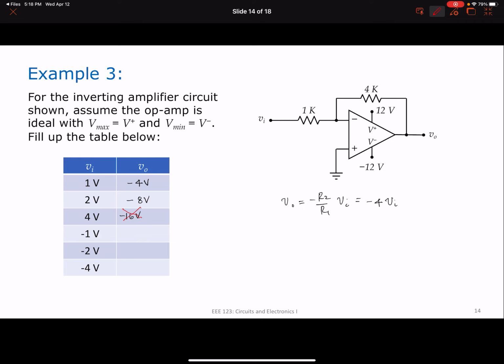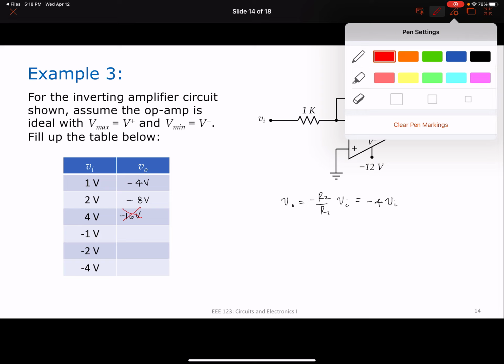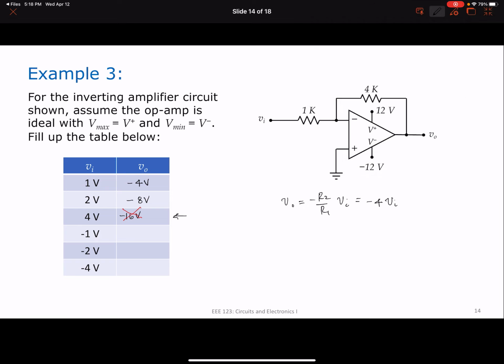In other words, when Vi is equal to 4, our output is already saturated. So here, this is negative saturation. And what should your output be? Your output should not be smaller than Vmin, and therefore my answer should be minus 12 volts. So this is what I meant in that step: check for saturation.